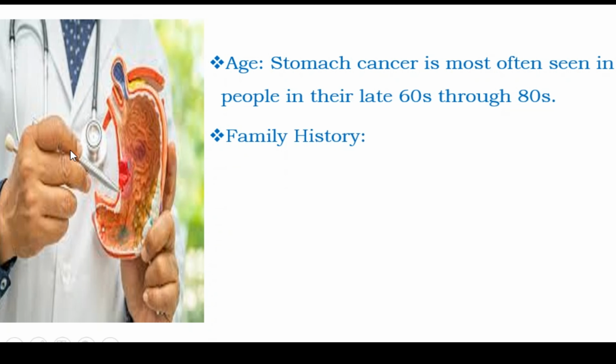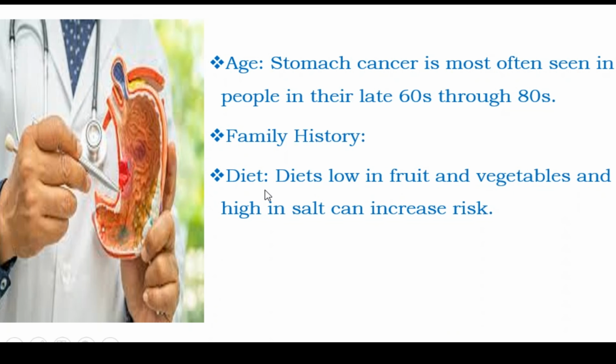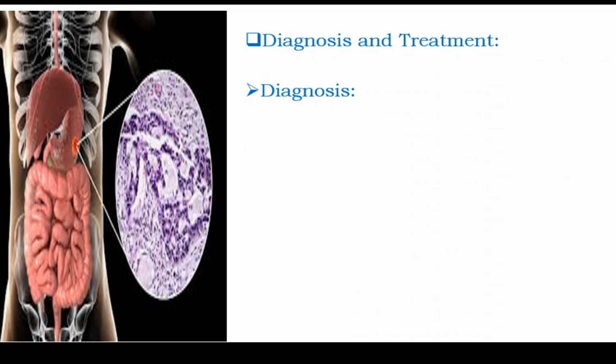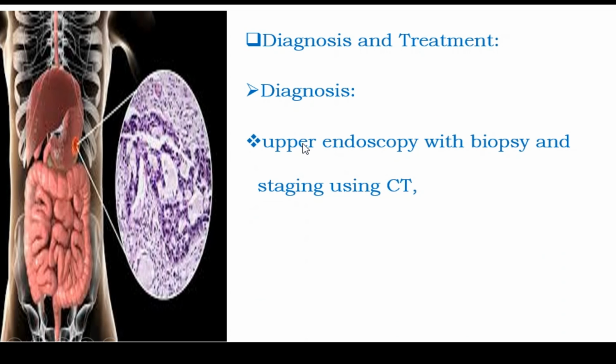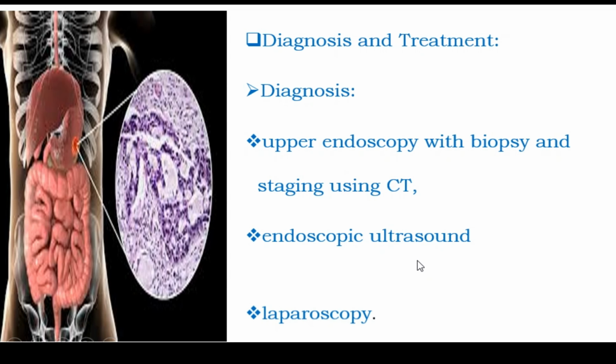Family history. A strong family history of gastric cancer increases risk. Diet. Diets low in fruit and vegetables and high in salt can increase risk. Diagnosis and treatment of gastric CA. First, let us see diagnosis of gastric CA. Diagnosis typically involves an upper endoscopy with biopsy and staging using CT, endoscopic ultrasound, and laparoscopy.